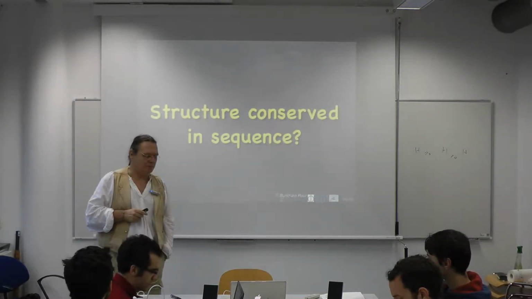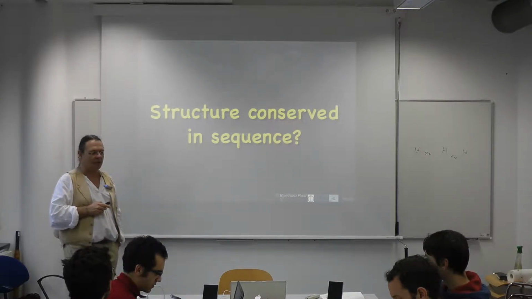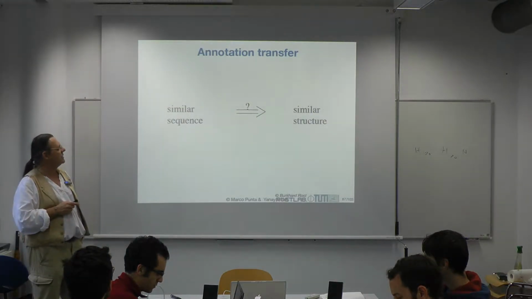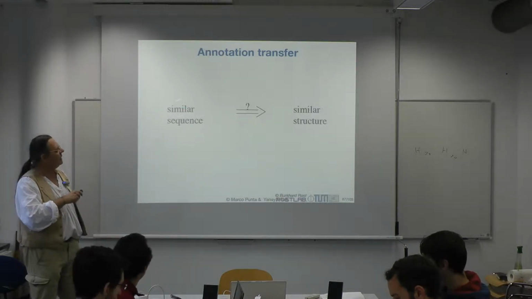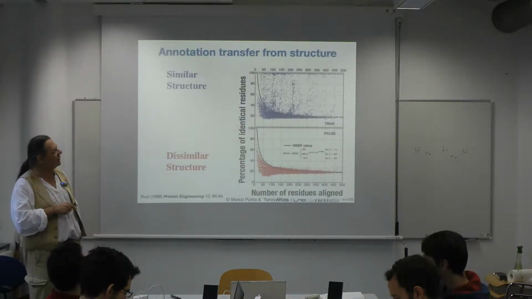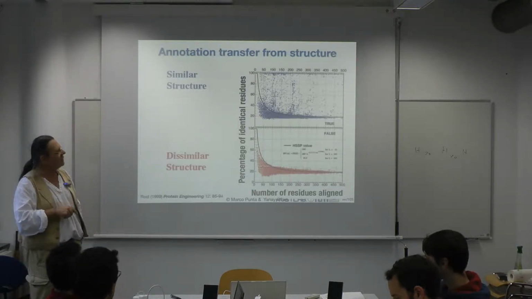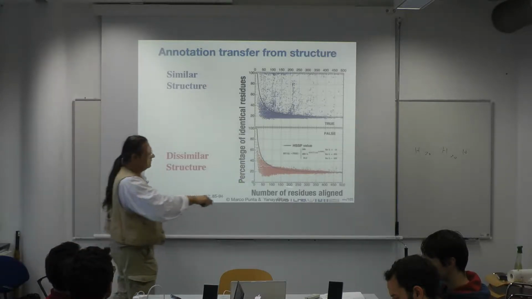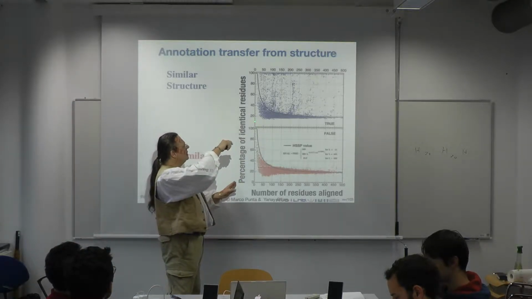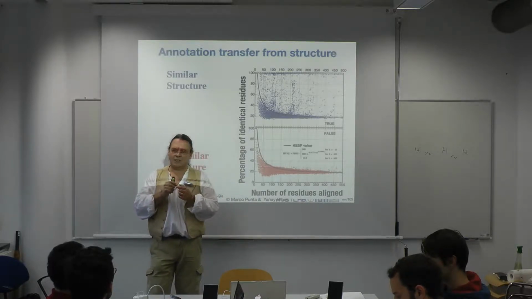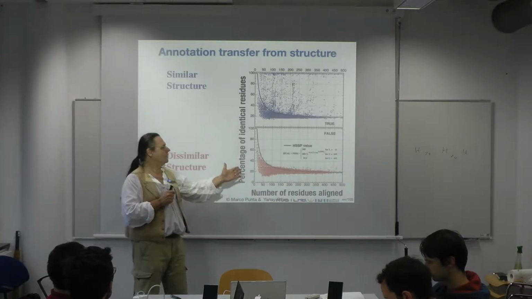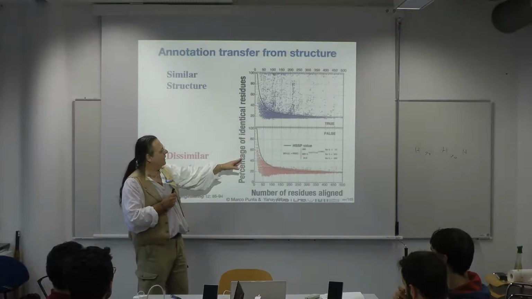So let's just begin with a couple of simple questions. "Structure is conserved in sequence" is a statement. So typically, similar sequence implies similar structure. That's this HSSP curve here, where you show number of residues aligned versus percentage sequence identity. So this is how many of the letters are identical. For those of you from the last semester, sorry that I show that again.